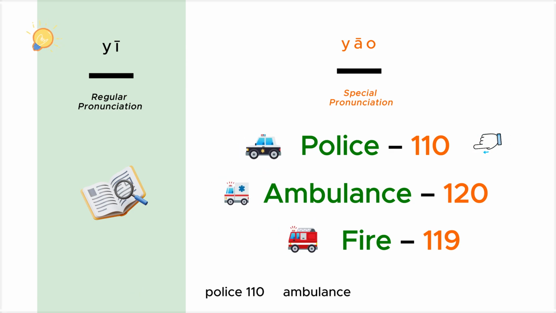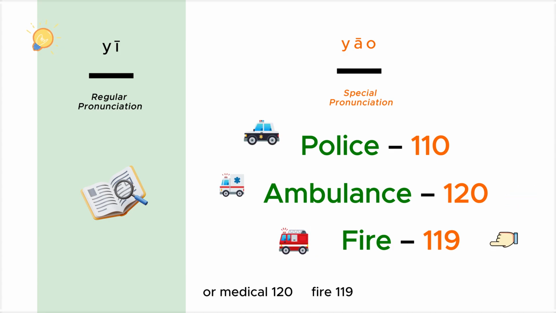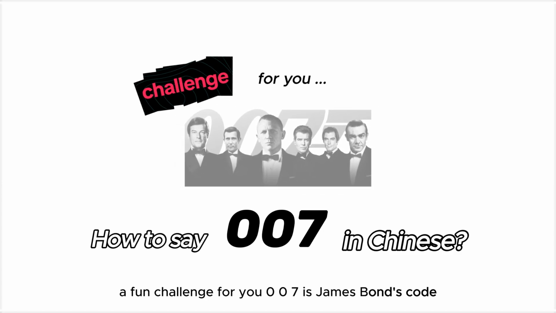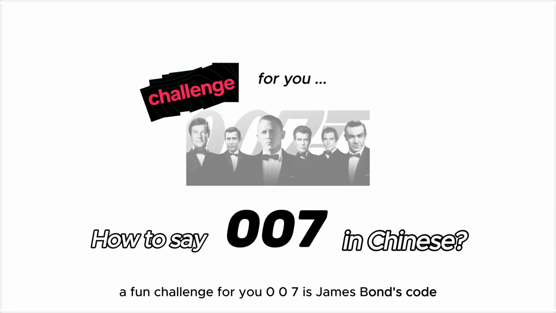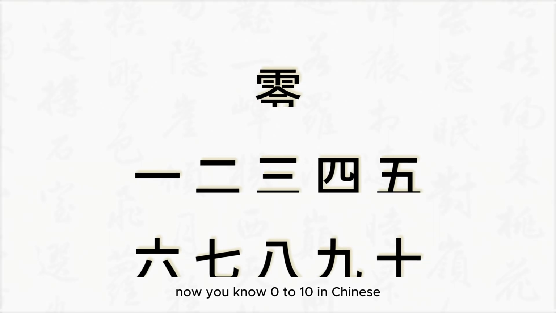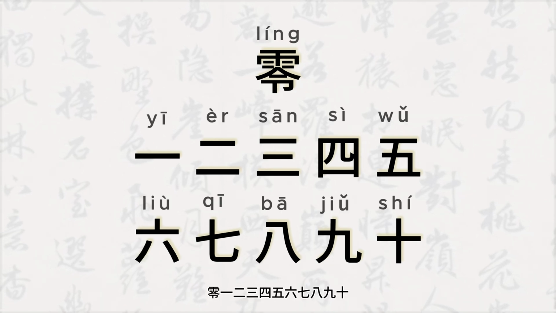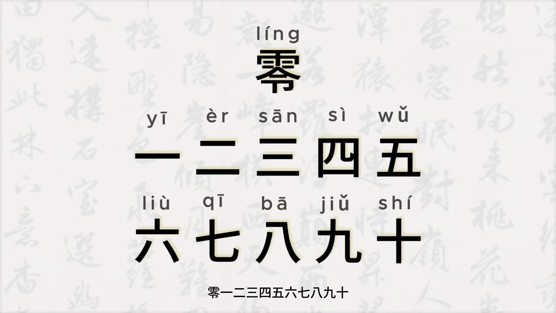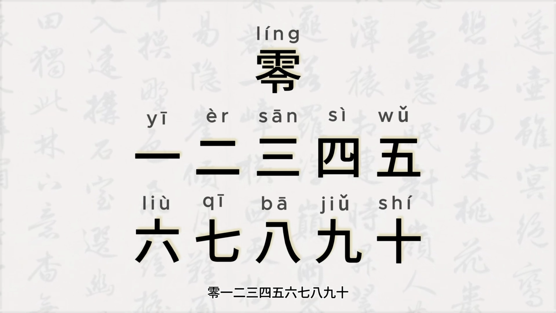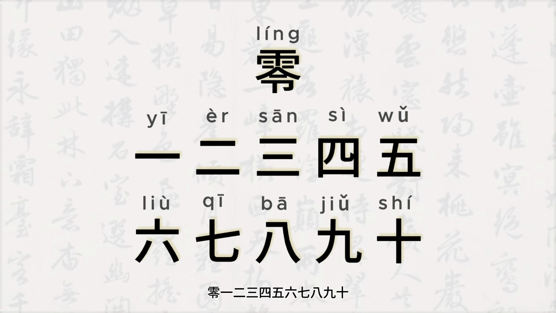Police 110, ambulance or medical 120, fire 119. A fun challenge for you. 007 is James Bond's code. How do you say it in Chinese? Now you know 0 to 10 in Chinese. They are 零, 一, 二, 三, 四, 五, 六, 七, 八, 九, 十.